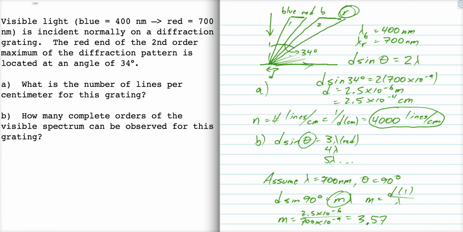So 3.57 orders. That means that it would work for 3 lambda, but if we tried to set d sine theta equal to 4 lambda for red light, it wouldn't work. It would work for blue light, but it wouldn't work for red light. So m equals 3. You basically truncate this and say that 3 complete orders are visible. The other half does not really count there.